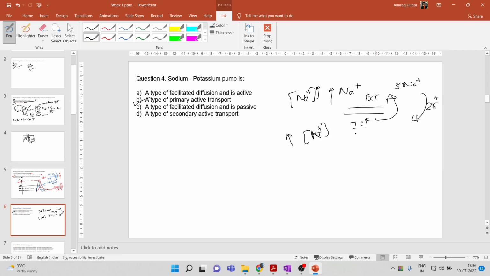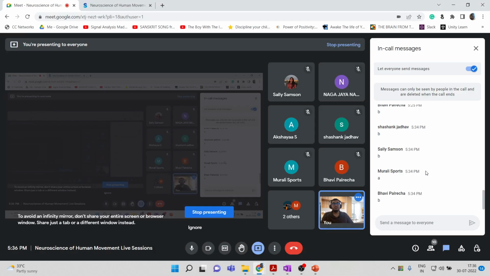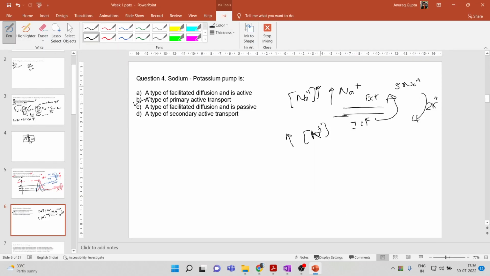So one question that I want to ask you guys is, why is this required? Why does the sodium potassium pump even exist? What is its role? You can just type out your answer. You can take a guess. So whoever has said B, that's the correct answer.